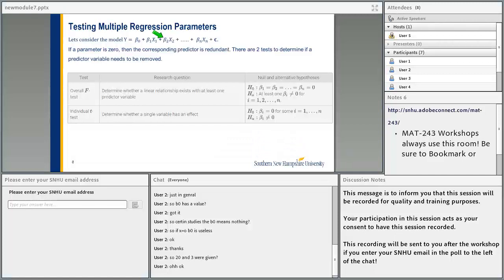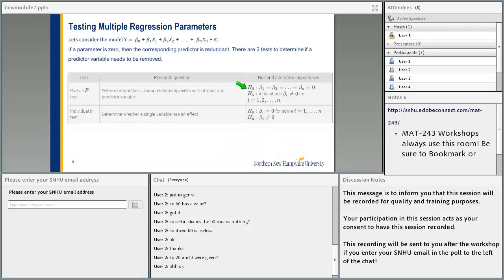So we want to now find out, is there a term which needs to be removed? And there are two ways of doing this. There are two tests that we can do. One is the overall F test, and the other one is the individual test. The overall F test is to determine whether a linear relationship exists with at least one predictor variable.